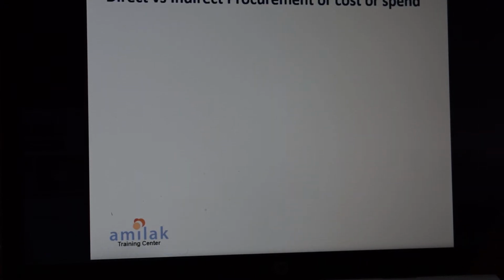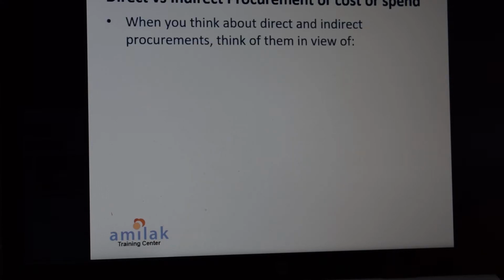Okay, so just to introduce, I will be using the words procurement, cost, and spend interchangeably. So if we talk about direct procurement or direct costs or direct spend, we're talking about one and the same thing. So don't get confused about that.